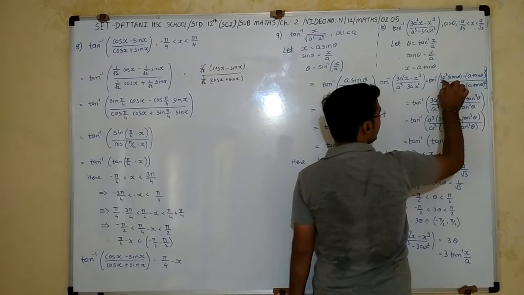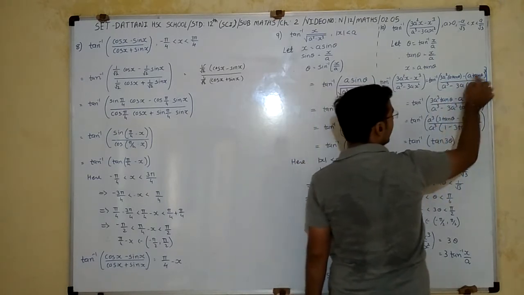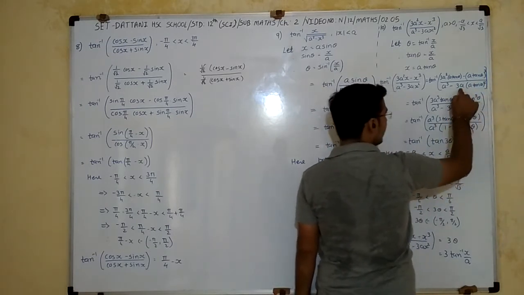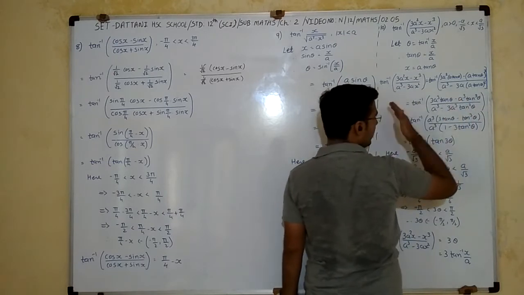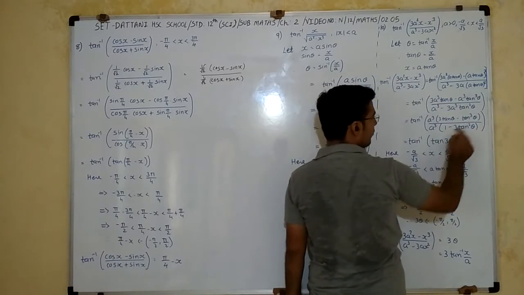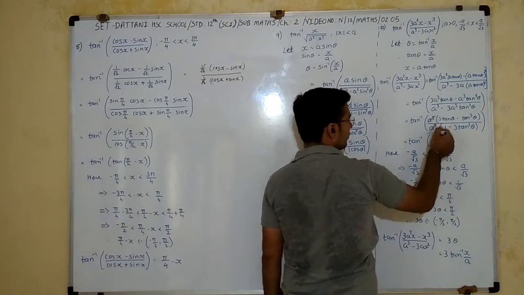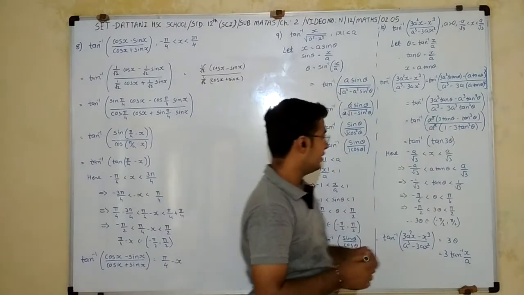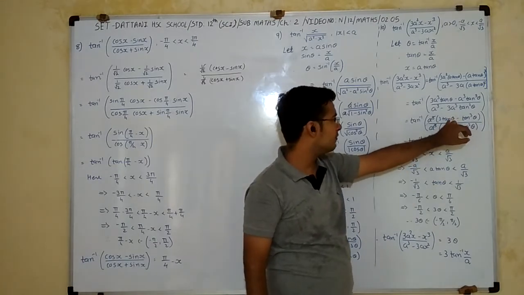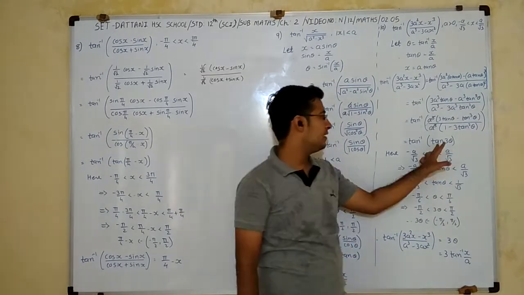Now 3a, here one time, here 2 times. So I get a cube tan theta, and a cube tan cube theta, as it is a square into a. Now I take a cube common in numerator as well as denominator. So I get 3 tan theta minus tan cube theta upon 1 minus 3 tan square theta, and a cube cancels. It is the formula we already told you: tan 3 theta is equal to 3 tan theta minus tan cube theta upon 1 minus 3 tan square theta. So I get tan 3 theta.